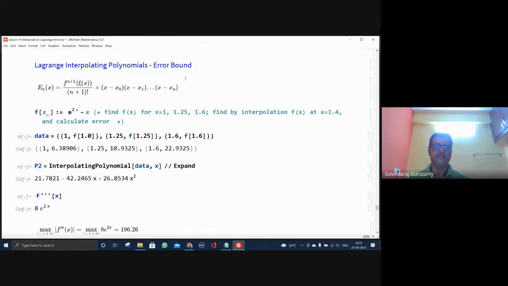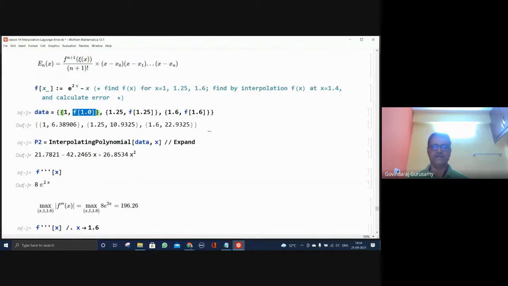because this derivation part you can always look into it. But I'm going to explain how to find the errors when there is error in your interpolation function. So I have taken a typical problem of e power 2x minus x. This is the function. And we have taken the points x equal to 1, 1.25 and 1.6. And we wanted to find out the interpolation at 1.4 and also calculate the error in this interpolation of this data. What is the error which is involved?